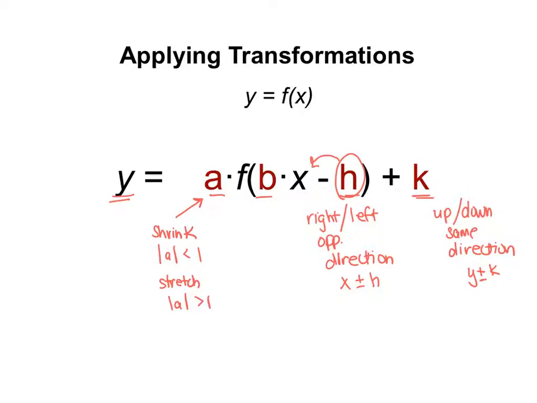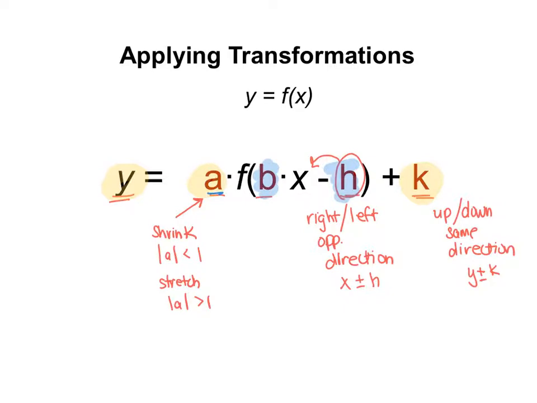So that's going to affect how wide your parabola or your function is going to be. Because this a value is on the outside, just like this k was on the outside. And what I mean by outside is it's not inside the parentheses or inside an absolute value or inside a radical. Everything that's outside that I have shaded in yellow is going to affect the y value in the same direction.